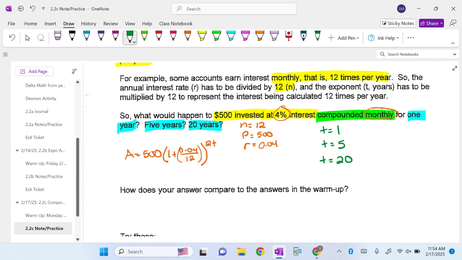So be careful when you're plugging this in. I highly recommend you put parentheses around here when you plug it in, as well as here and here. Basically, plug it in exactly as you see it in your calculator. Just be careful about those parentheses. So take a minute, use that formula that we just made up, plug it in for t equals 1, t equals 5, and t equals 20, and get some values.